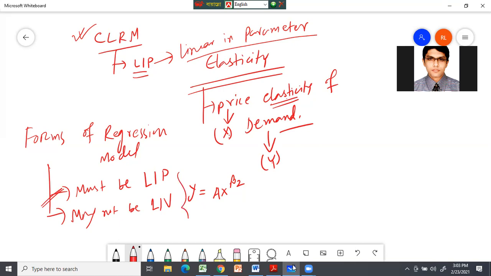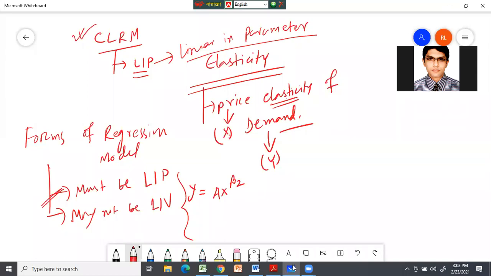So what I was giving an example here as per your text, if you are just given a model like y equal to a into x to the power beta 2, which is actually showing the y, the demand of your product, x is the price of the product. So it is a relationship between demand and price. And when we are measuring the elasticity, this is one of the economic variables.